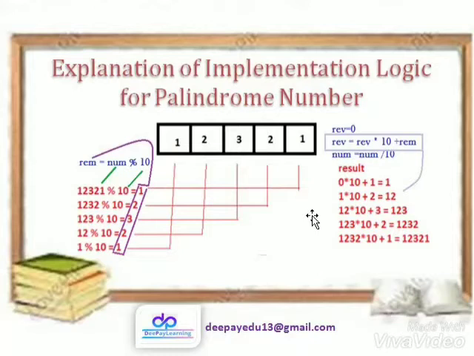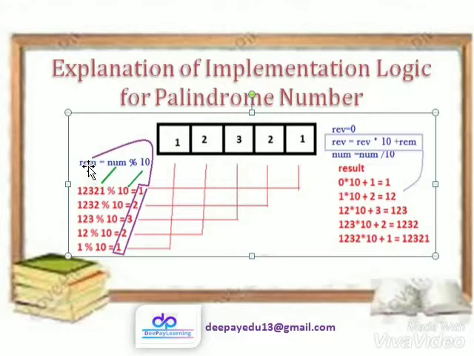So in order to reverse the number, we will use the modulus operator to get a remainder. More specifically, to get the last digit from the number, we will mod it by 10 and store the remainder in the rem variable. We will set the variable rev equal to 0 initially, then we get the remainder from the number. We can perform the calculation as rev equals rev into 10 plus rem.